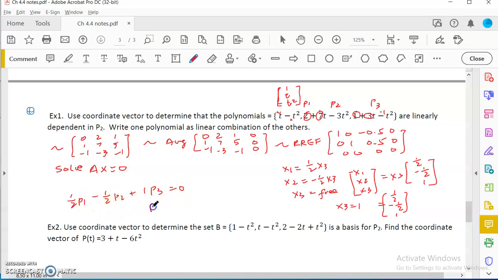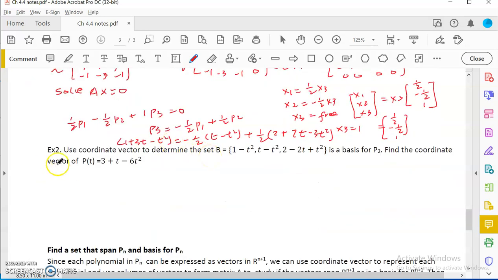And so we can write P3 is equal to 1/2 of P1 minus 1/2 of P2. Or to write it out, 1 plus 3t minus t squared is 1/2 of P1, which is t minus t squared, plus 1/2 of P2, which is 2 plus 7t minus 3t squared. So we can quickly check that it is right. The constant term is 1/2 times 2, which is 1. And the t term: 1/2 plus 7/2 is 3t. Yeah.